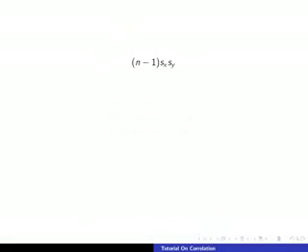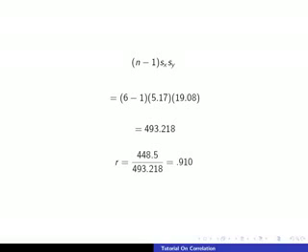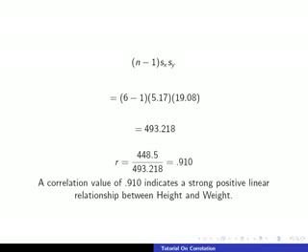Next we'll work out our bottom line, which reads as n minus 1 multiplied by the standard deviation of variable x by the standard deviation of variable y. So when we fill our values in, we have 6 minus 1 multiplied by 5.17 multiplied by 19.08, which gives us 493.218. Now that we have our top and bottom values, we can work out our correlation value by dividing the top by the bottom to get a correlation value of 0.910. What this tells us is that there is a strong positive linear relationship between height and weight.